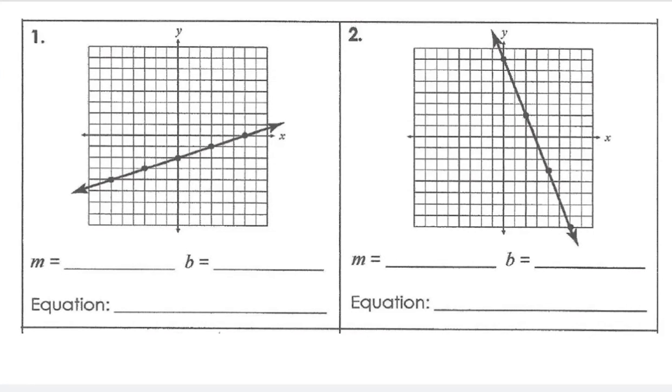Okay, so today we're going to be writing the equation of a line by using a graph. We're going to write our equations in slope intercept form. So what that means is we're going to be writing them in the form y equals mx plus b. In order to write the equation, we need to figure out what is the m and what is the b of our graph. So the m is the slope.